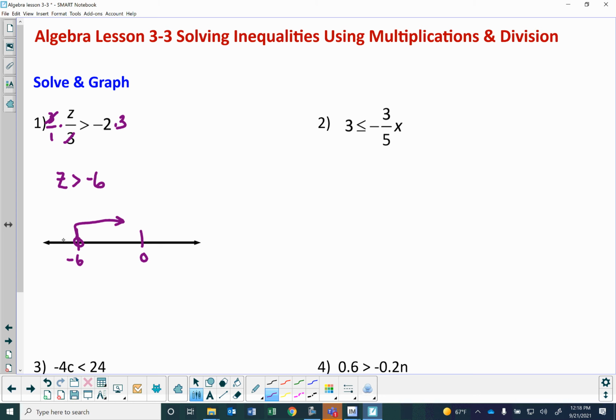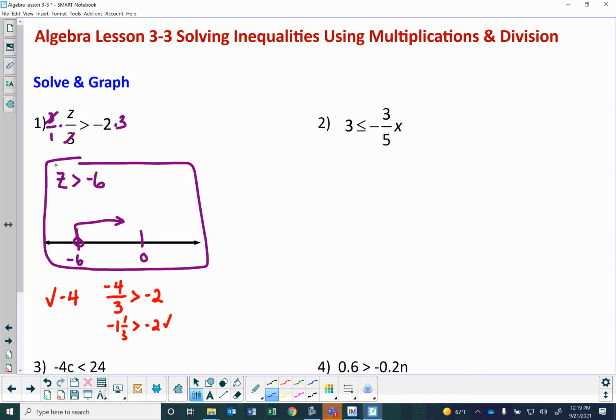And I can check it. It's always a good idea to check these because this will help you figure out whether or not you were supposed to reverse your inequality symbol. If I check this, I need a number that's greater than -6. So let's just choose -4. So z, which is -4, divided by 3 gives -4/3, which should be greater than -2. Well, -4/3 is -1 1/3, which is definitely greater than -2, so that works. All right, so that definitely checks.